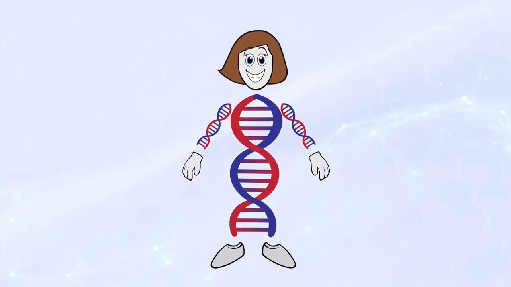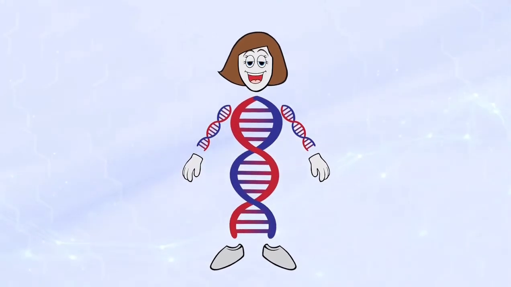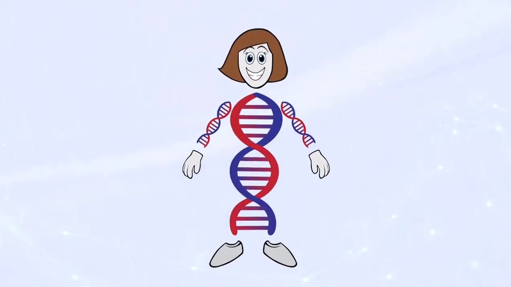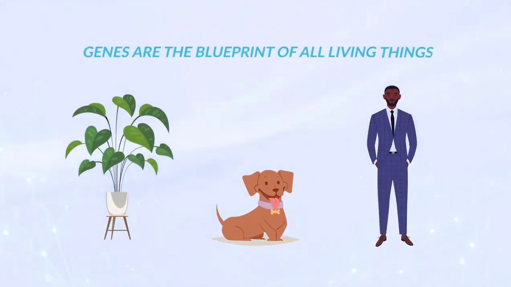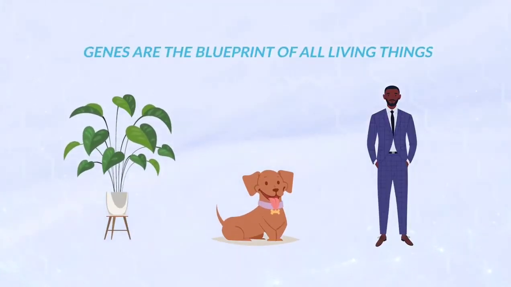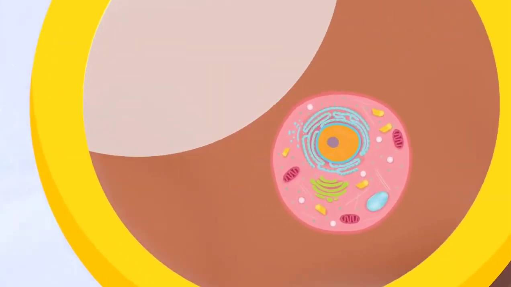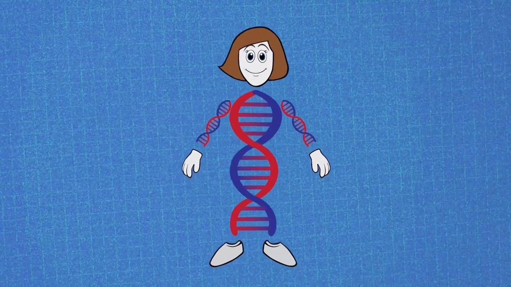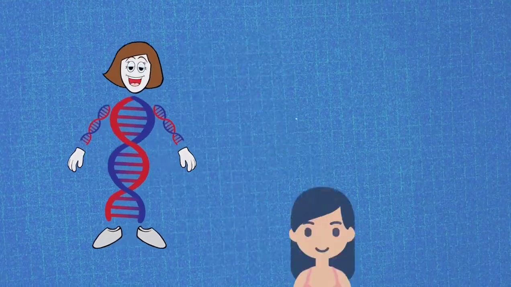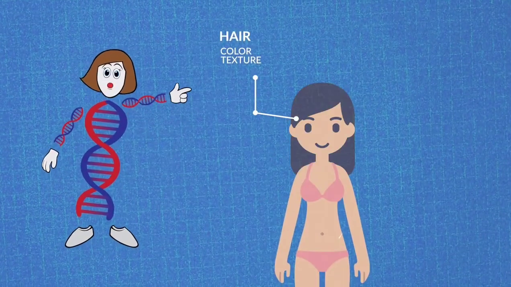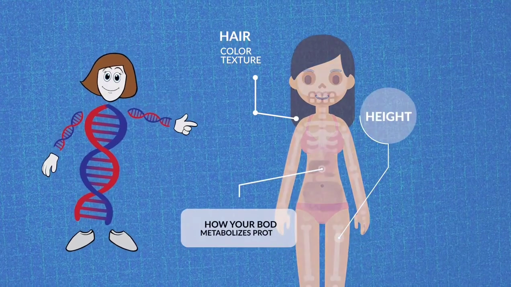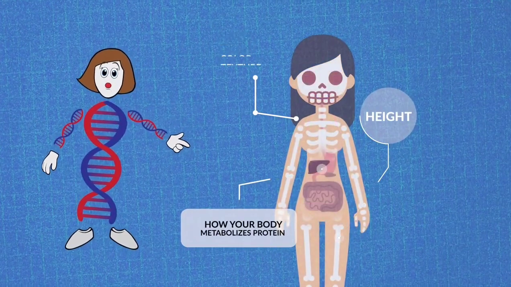Hi, I'm Jean, and I'm here to help you understand what gene therapy is. But first, we need to learn about genes. Genes are the blueprint or instruction manual of all living things and can be found in each and every one of your cells. Using this blueprint, cells are able to get to work. Genes affect everything from the color and texture of your hair, to your height, to how your body metabolizes protein in the food you eat.